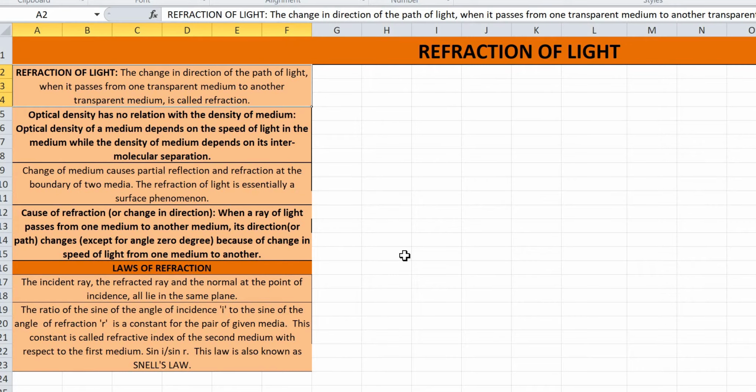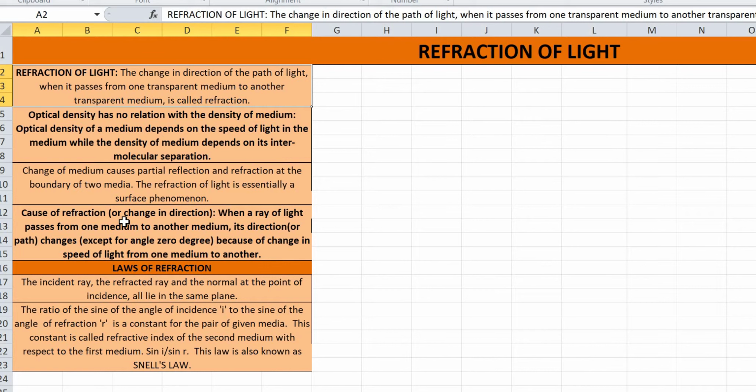Now, what is optical density? See, optical density has no relation with the density of the medium. Optical density of a medium depends on the speed of light in the medium, while the density of the medium depends on its intermolecular separation. Change of medium causes partial reflection and refraction at the boundary of two media. The refraction of light is essentially a surface phenomenon.